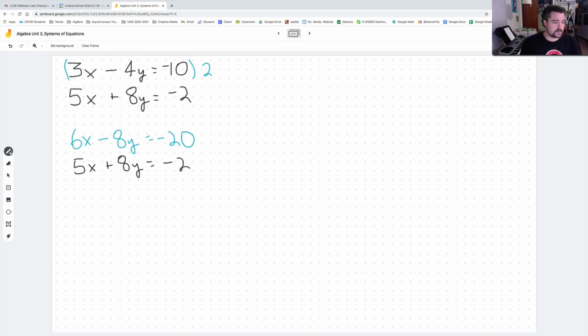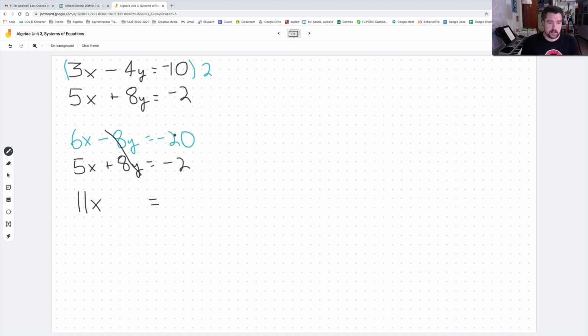Now I've got columns, right? I got a column here, I got a column here, I got a column here. That's what I want. So 6 plus 5, that's going to be 11 x's all day. These are going to cross out because this is a negative 8, this is a positive 8. That's what I want. Good.